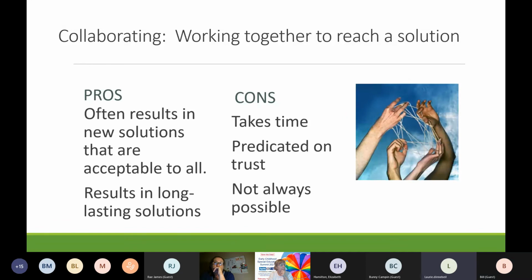Collaboration. Collaboration is working together to reach a solution. It's probably one of the strategies that we value the most. It often results in new solutions that are acceptable to everybody, and they're results that have long-lasting solutions. So collaboration is really a great way of approaching conflict resolution. However, it takes a lot of time, and it's predicated on trust. In order to have a collaborative way of conflict resolution, you have to know who the other person is and where they're coming from. And that may not always be possible.